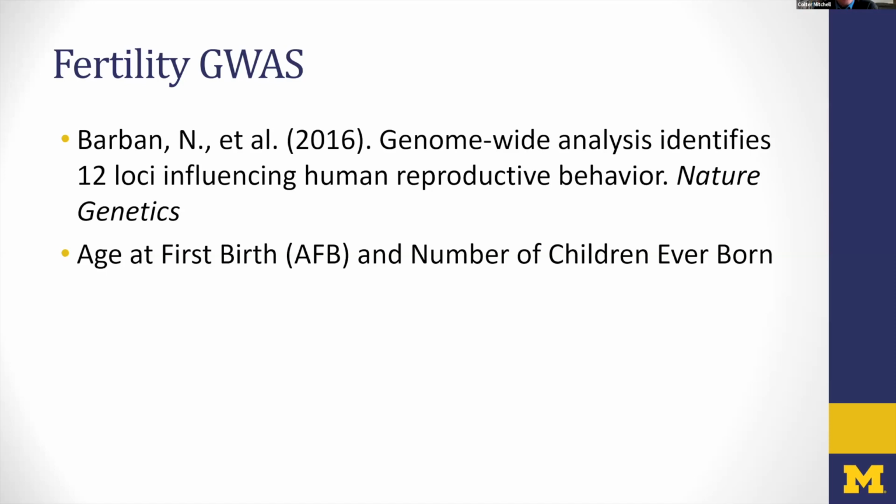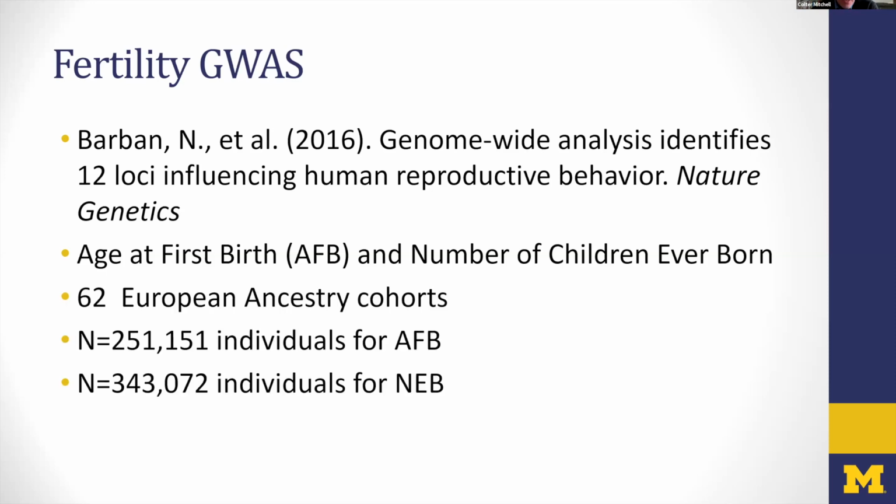So this identified 12 new loci. That just means 12 locations. In this case, they're mostly genes influencing human reproduction. So they studied age at first birth and number of children ever born. But as is the case with most genetic analyses, it's a group of multiple cohorts. In this case, almost all of them are European ancestry cohorts.